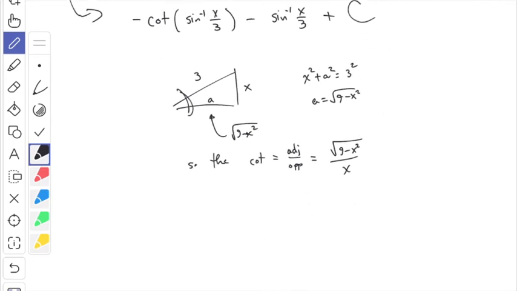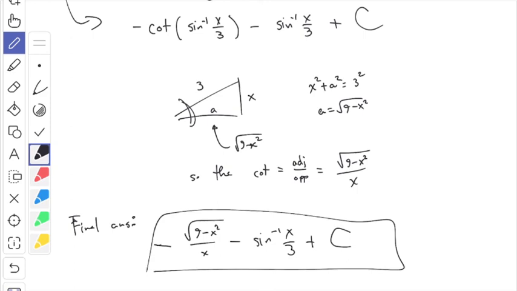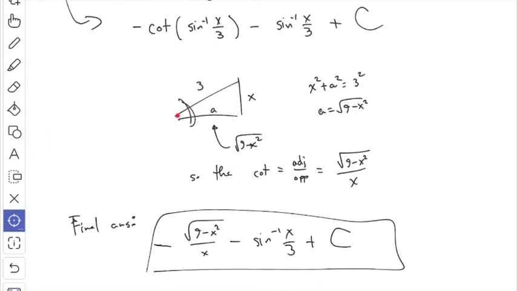And so my real true final answer is minus, and then the cotangent is the square root of 9 minus x squared over x, minus inverse sine x over 3 plus C. You really can't simplify inverse sine of x over 3. It represents this angle, the angle whose sine is x over 3, but there's no way to re-express that.